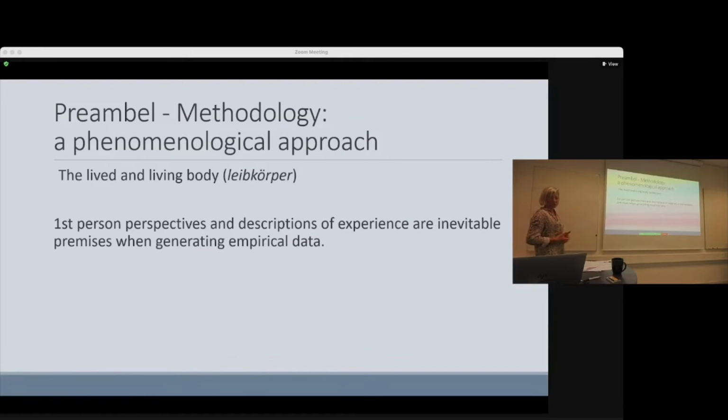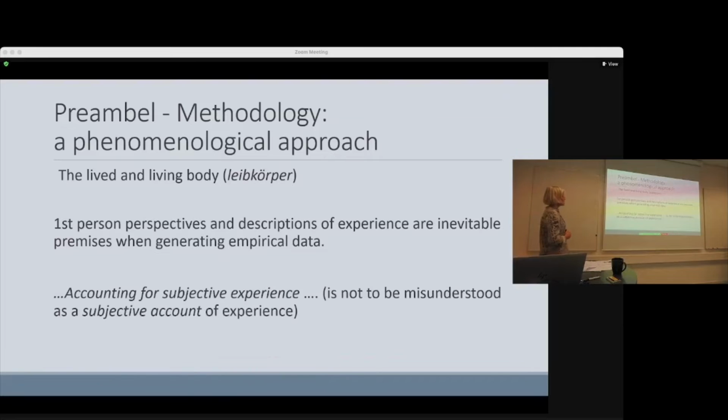Using a phenomenological approach is also important for me to emphasize that, and it's emphasized in a lot of papers, the first person perspectives and descriptions of experiences are inevitable premises when generating empirical data. You ask people what they experience, what they sense, what they did, and so on. And this is actually a quote from Dan Zahavi and Shaun Gallagher's book, The Phenomenological Mind, to remind that accounting for subjective experience, which is the phenomenological aim, accounting for the structure of experience, should not be misunderstood as presenting subjective accounts of experience.